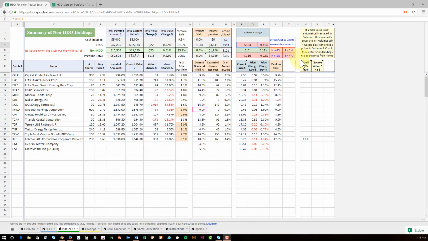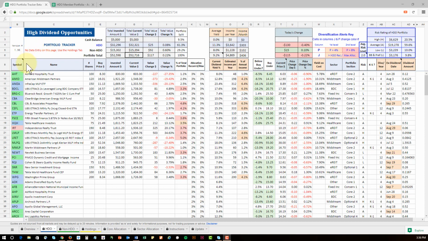Additionally, there are allocation alerts that can get triggered, such as individual holdings that exceed a certain percentage of your overall account. They're highlighted in column J. And if an individual holding exceeds a percent of your total dividend income yield, that will get highlighted in column N. Now let's take a look at the HDO tab next.